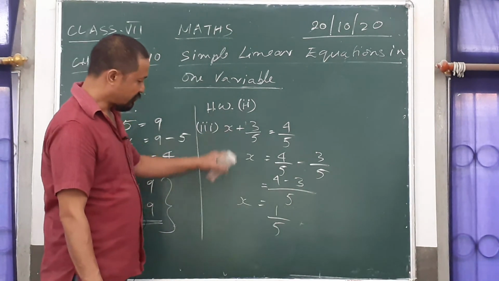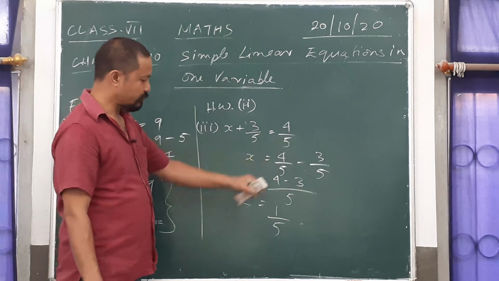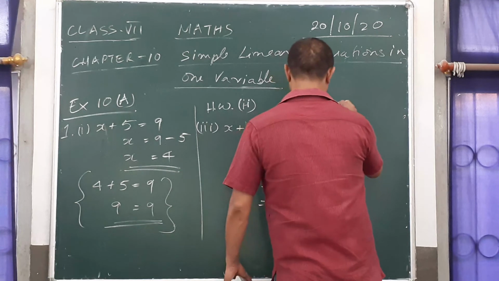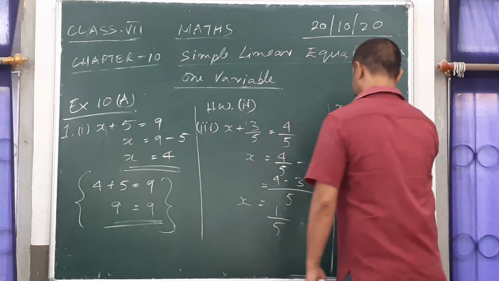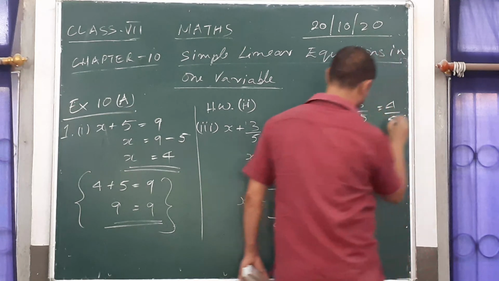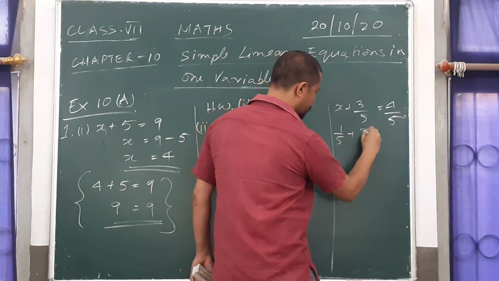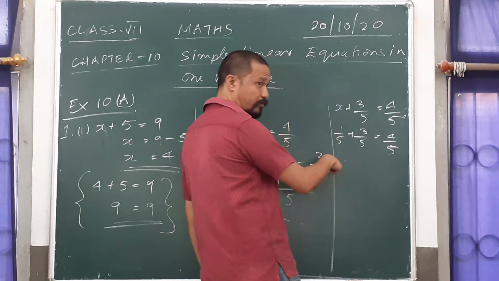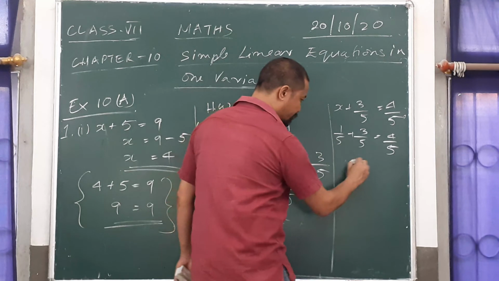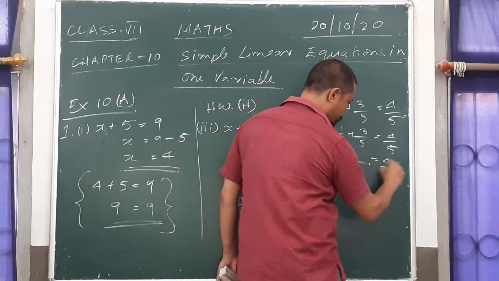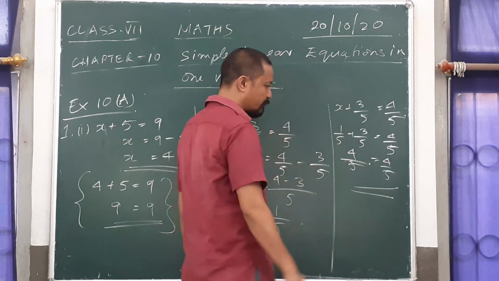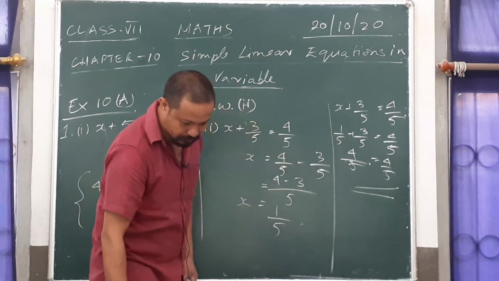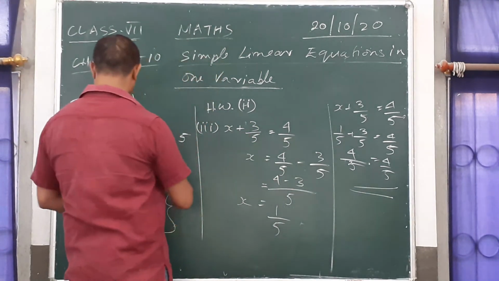If x is 1 by 5, we add it up and it will come to C. Okay, let me just do it since I'm doing this right now. So the value of x is 1 by 5. So x plus 3 by 5 is equal to 4 by 5. So 1 by 5 plus 3 by 5 is equal to 4 by 5. As I told you, in addition, both the denominators are the same, so 1 plus 3 is 4 by 5. You can see that. So that's the way it is, children. Homework.